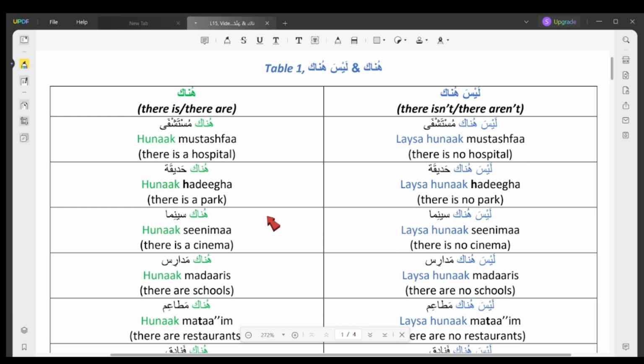Let's do another one. هناك حديقة. There is a park. And on the right side, ليس هناك حديقة. There isn't a park or there is no park. Great. Now let's move on to the second table to learn how to say to have in Arabic.